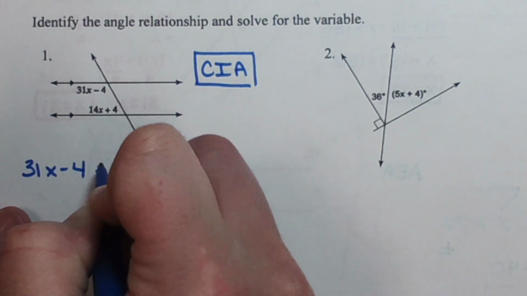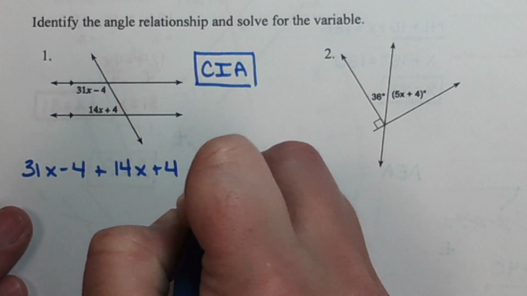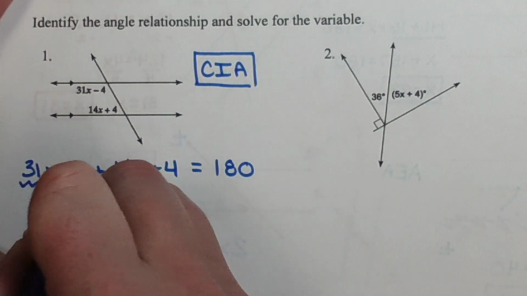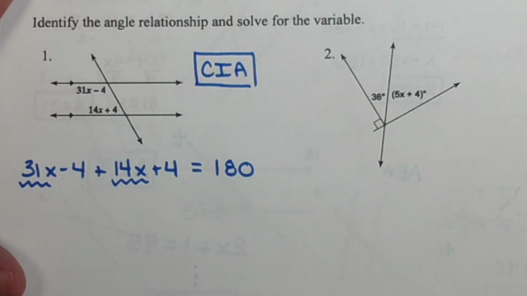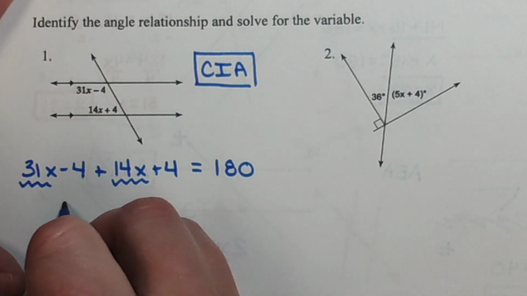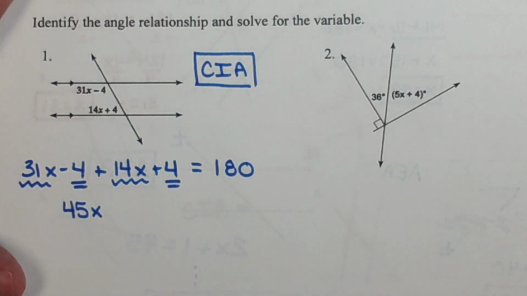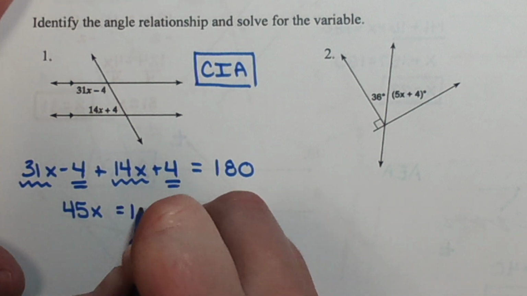31x minus 4 plus 14x plus 4 equals 180. Technically, in a proof, I'd be skipping over some steps right here, in fact 2 steps to write this out, but that's not the point. We combine our like terms. 31x and 14x, we put them together and we get 45x. Negative 4 and a positive 4 go together and we get 0. 45x equals 180.